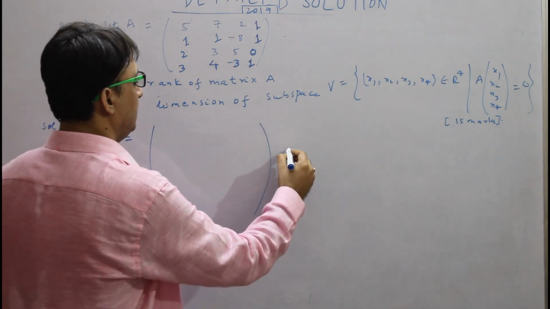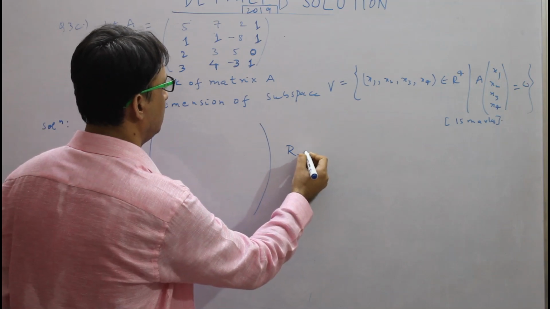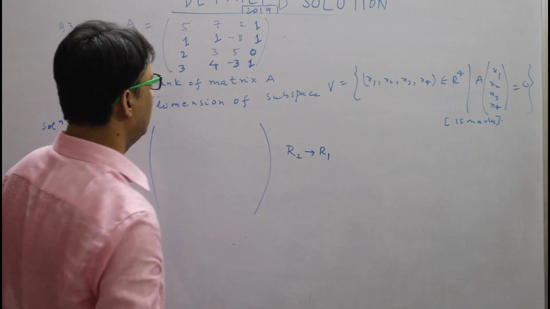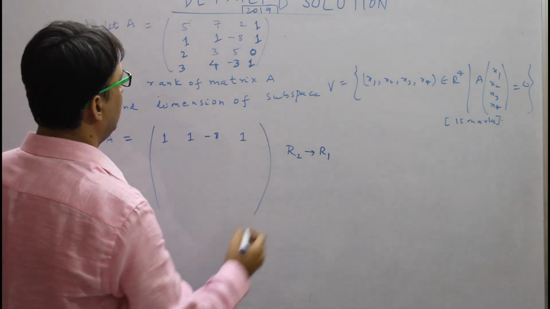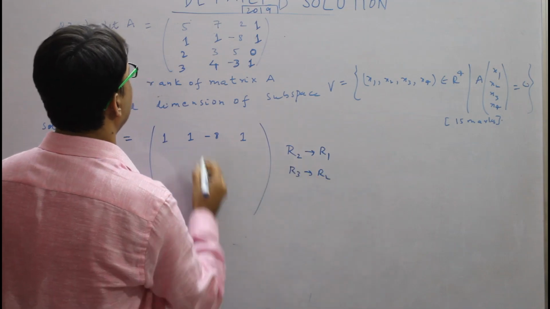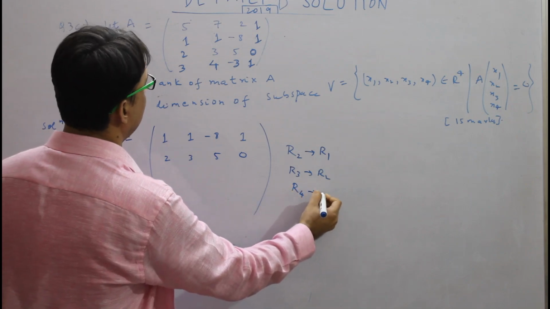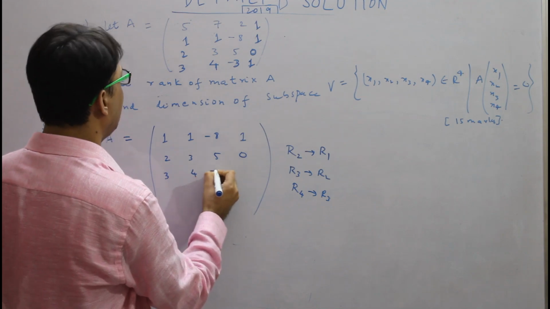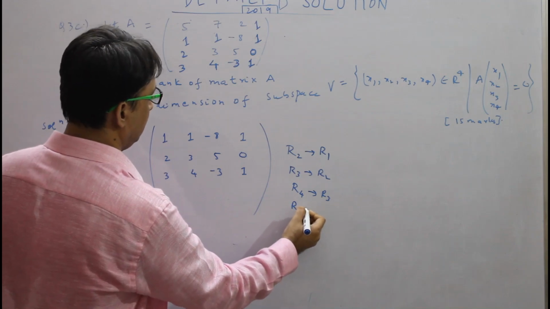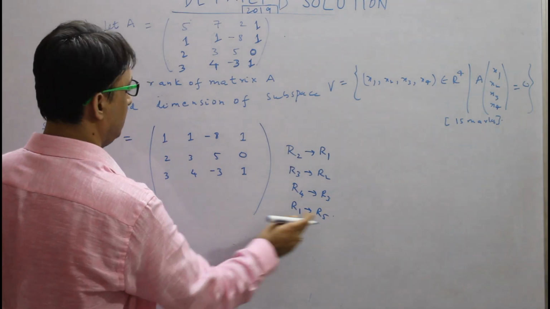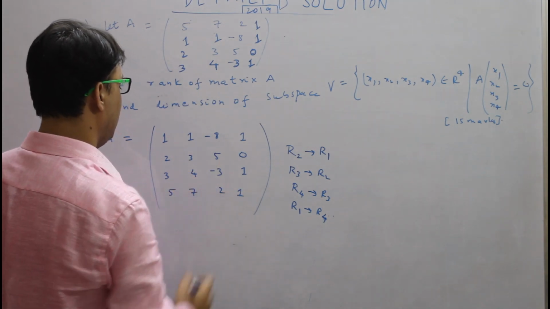That is, if I exchange my R2, so I can write 1 1 minus 8 1, and if I put my R3 as R2, so this is 2, 3, 5, 0, and this R4 as R3. So this gives 3, 4, minus 3, 1. And finally R1 is transposed with R4. This gives 5, 7, 2, 1.